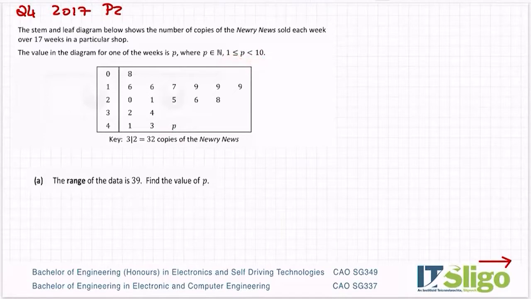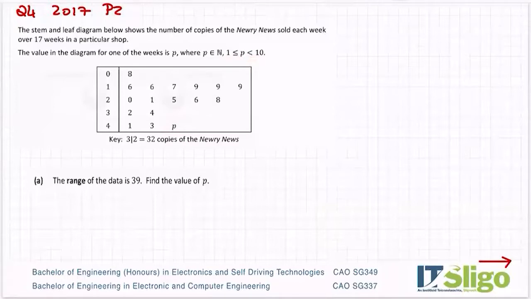The key to this stem and leaf: 3|2 is 32 copies of the Mullery News. Why can't P be 10? Of course, because there's only one digit here, so P is less than 9. Anyway, the range of the data is 39. Find the value of P.